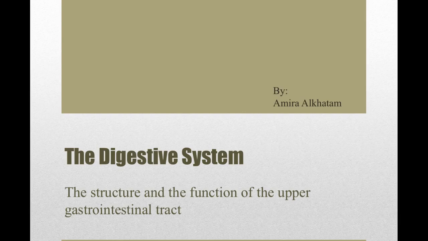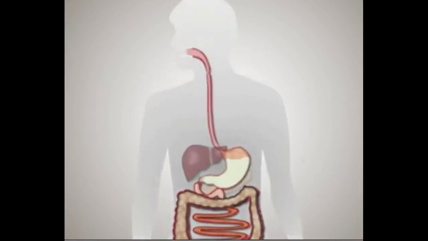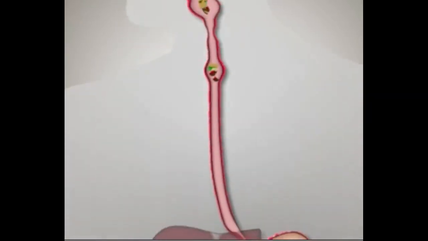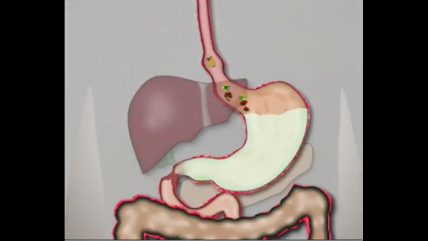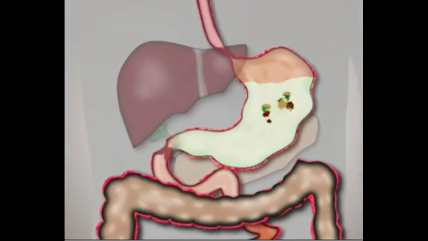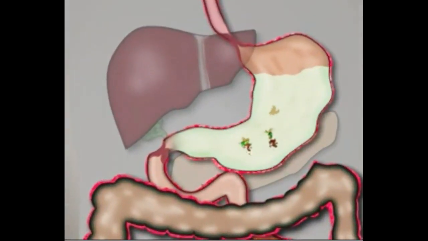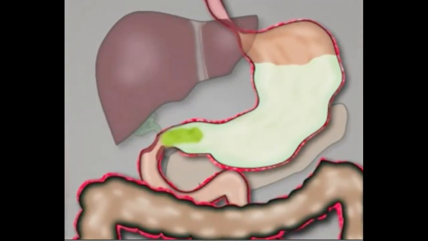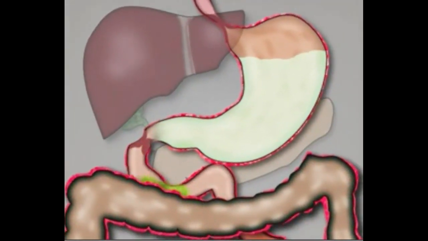The digestive system, the structure and the function of the upper gastrointestinal tract. In the previous lesson, the digestive system is introduced as a group of organs that work together to break the food down mechanically and chemically to its basic elements, to feed the entire body and to provide it with the energy.